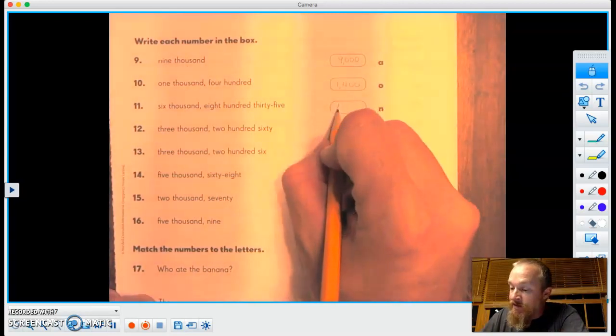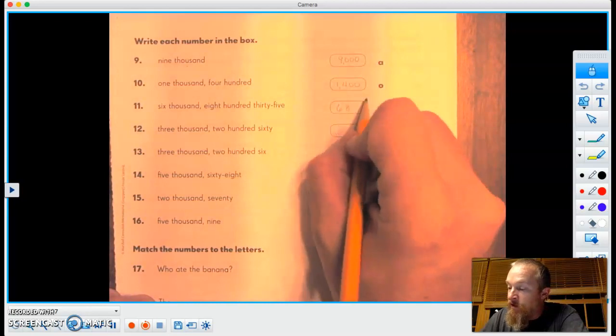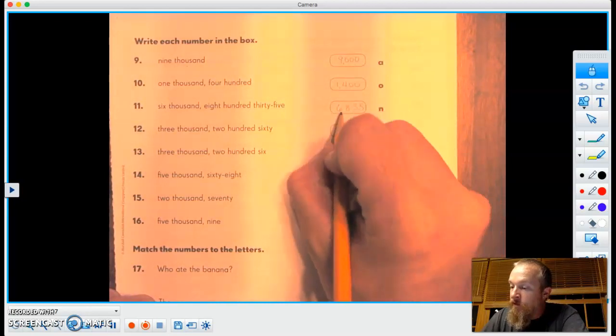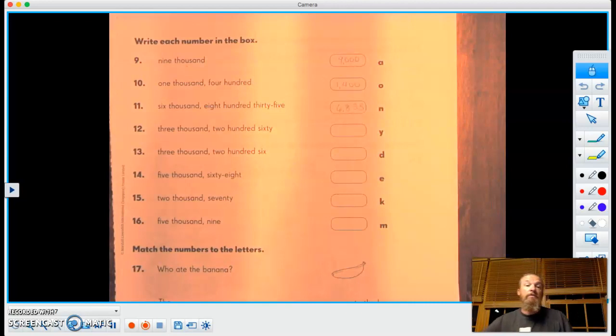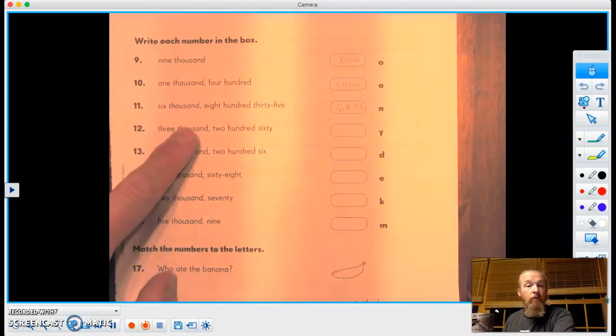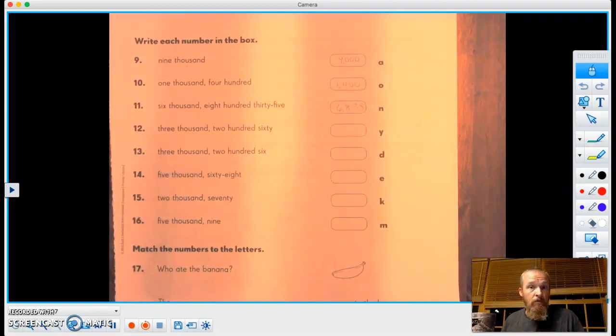6,835. So again, 6,835. And again, you can be using your blue folder here and looking at the words before you write them down. That would work out really well.